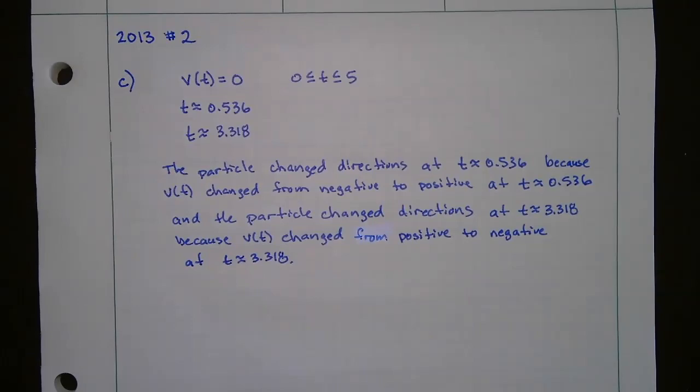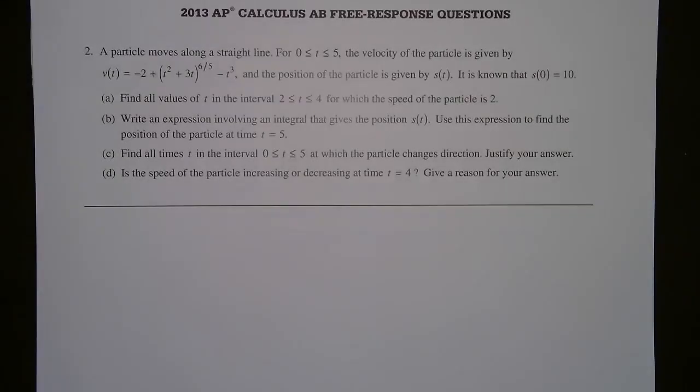All right, let's go to part D. So for part D, they're asking, is the speed of the particle increasing or decreasing at time t equals 4? This is asking, in essence, is it speeding up or is it slowing down? Because speed increasing would be speeding up, and speed decreasing would be slowing down. So to know if something's speeding up or slowing down, you have to look at 2 things: the velocity at that time, and also the acceleration at that time. Depending on what the signs are of those, you can tell if it's speeding up or slowing down.